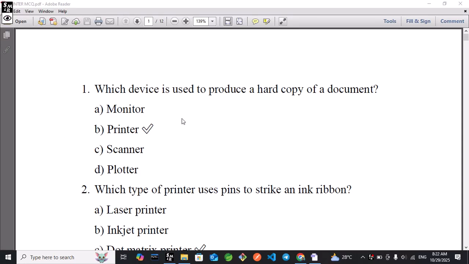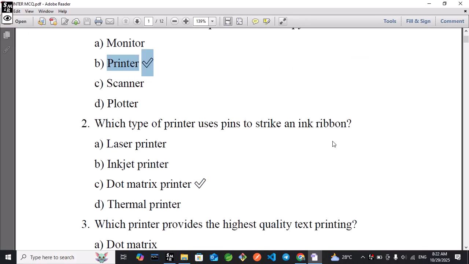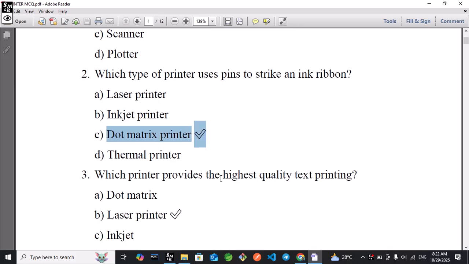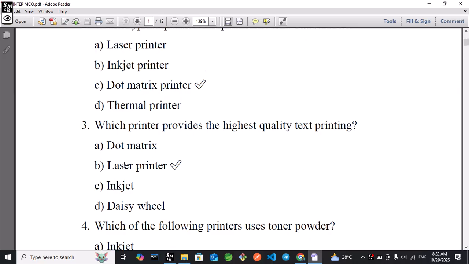Which device is used to produce a hard copy of a document? Printer. Which type of printer uses pins to strike an ink ribbon? Dot matrix printer. Which printer provides the highest quality text printing? Laser printer.